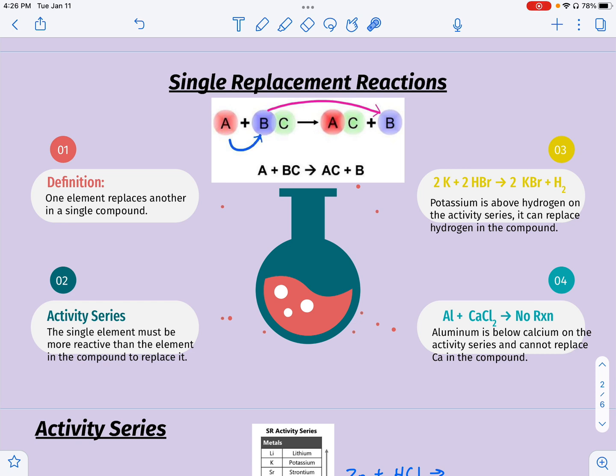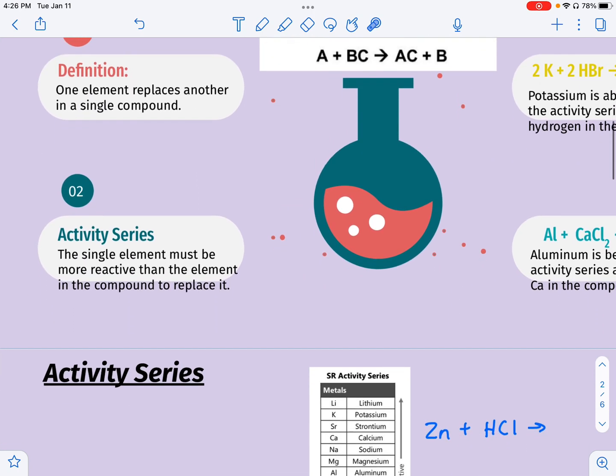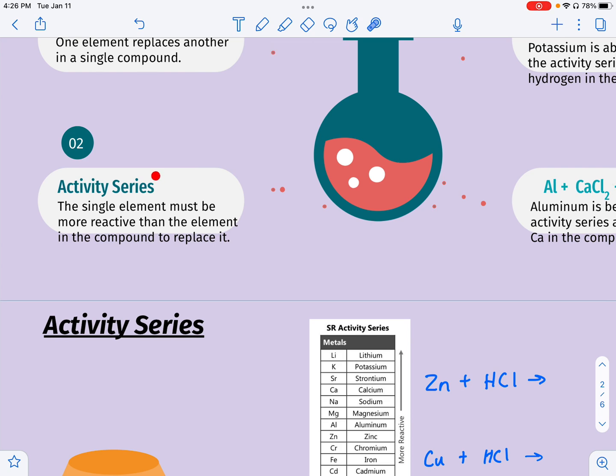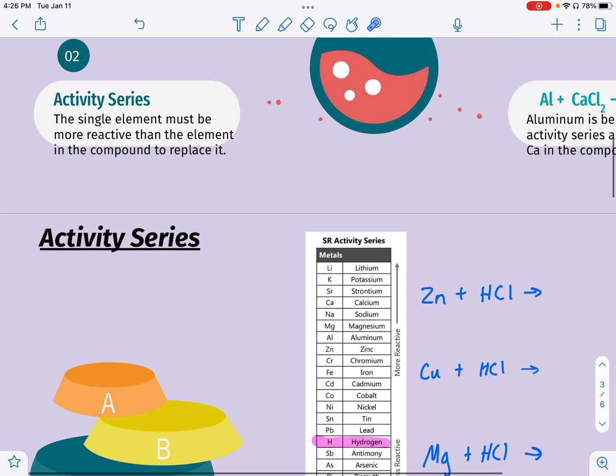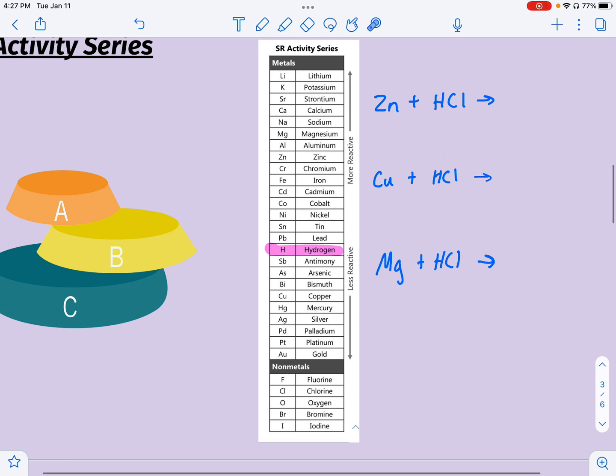Okay, well, how do we know if A can take the place of B to make that new compound? We're going to look at something called an activity series, and it is a list of different elements in order, as you can see here, of their reactivity, with the more reactive elements at the top, the less reactive elements at the bottom. This one is separated by metals at the top, so we would compare two positive ions, and nonmetals on the bottom. Sometimes the element you're comparing is a nonmetal, so you'll look for the negative in the compound.